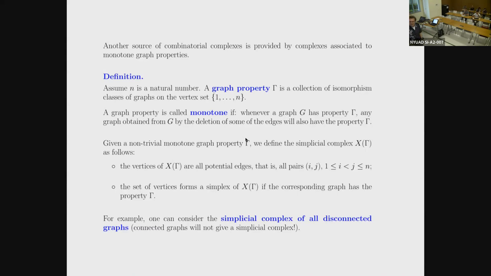So if you have a monotone graph property, then you can construct a simplicial complex, and the vertices of the simplicial complex will be all potential edges, so it will be n choose two vertices. And then for every graph with this property, you glue in a simplex. For example, we have a simplicial complex of all these disconnected graphs. In general, of course, it's very hard to know what the topology of this is for some given property. And of course, you can imagine there's an entire area of graph properties here, and many of them are monotone. So you get a very large family of topological spaces, for some of which we know what they are.